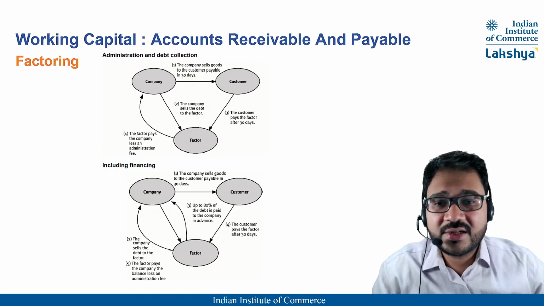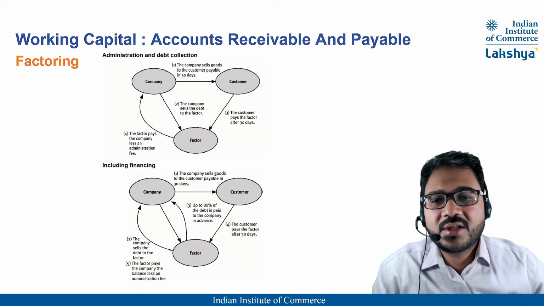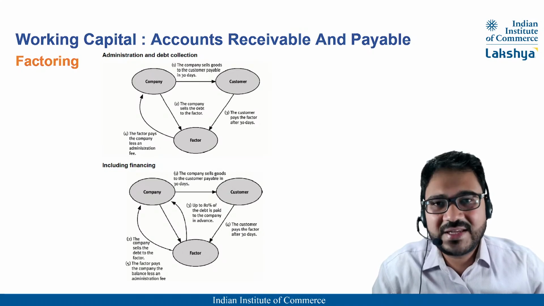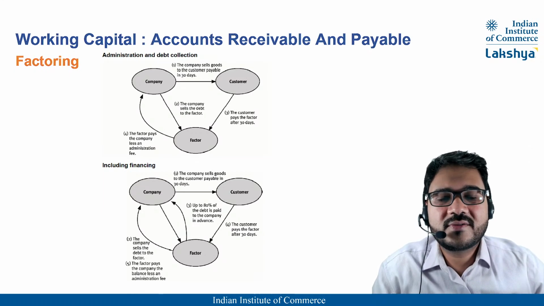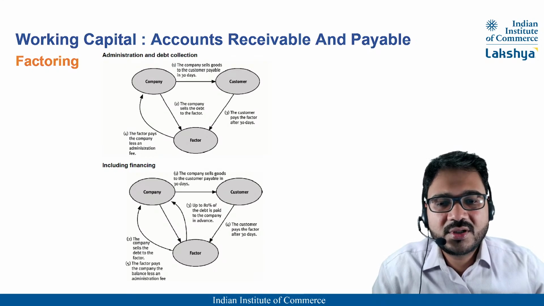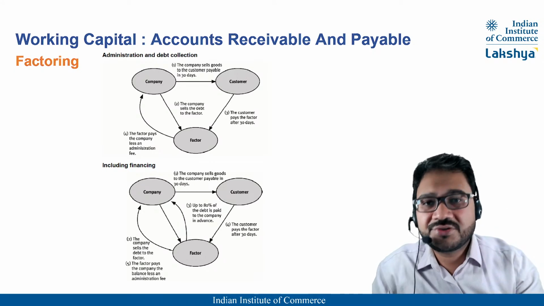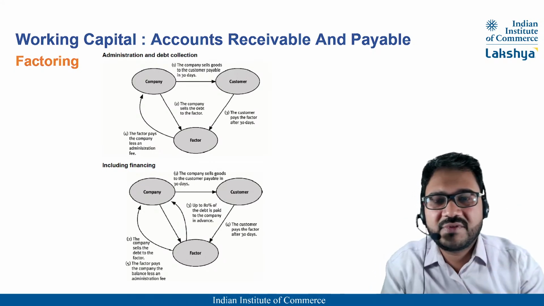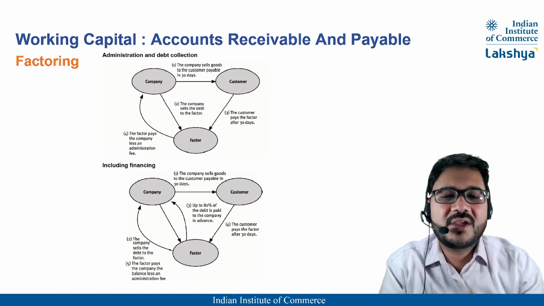If there is financing involved, then the company sells the goods to the customer and sends the invoice to the factor. The factor against that bill will provide financing, whatever 80-90% financing is given. The customer pays the factoring agent some amount. The factoring agent, with whatever amount received, would deduct any interest on the advance that they have given and reduce any fees, and the balance amount will be paid to the company.